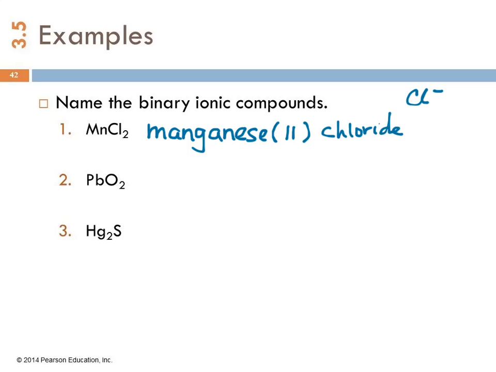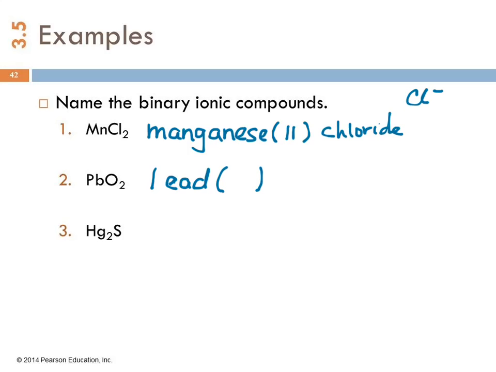PbO2. Pb is lead. Does lead need a Roman numeral? It does. Where is lead? It's in group 4A, right? Is it a transition metal? Not really. It's not a transition metal, but it's not in group 1A, 2A, 3A, or the triangle. It's over there in no man's land. It needs a Roman numeral. So it's not just the transition metals.